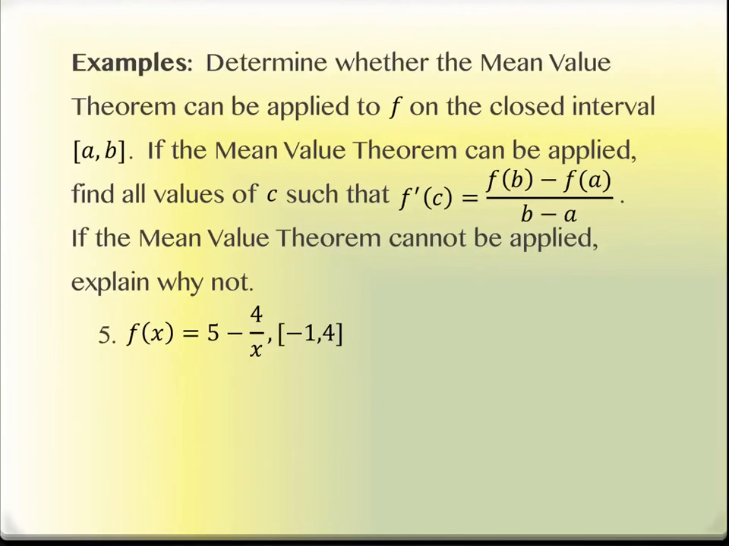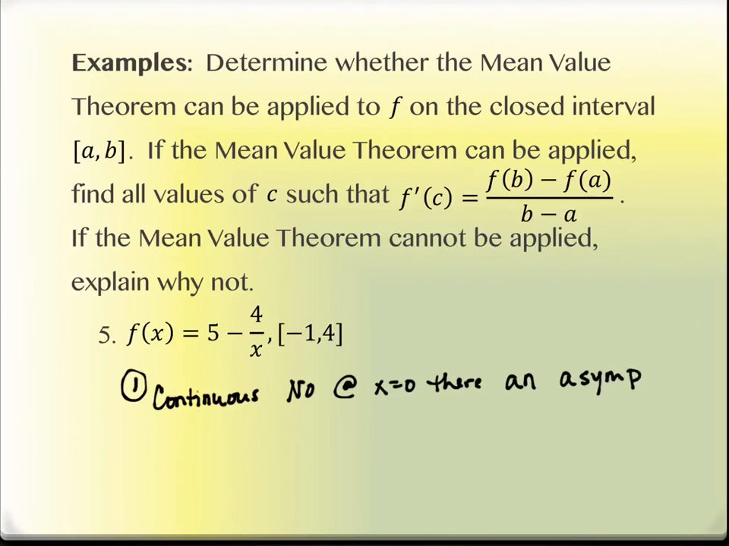All right, I think we have one more. Okay, a little bit of a less familiar graph this time. Here it is. We have 5 minus 4 over x. So our first question is, is it continuous? No. And why is it not continuous? At x equals 0, there is an asymptote, because the denominator is equal to 0 without being able to reduce.